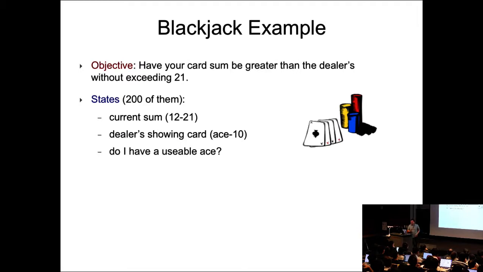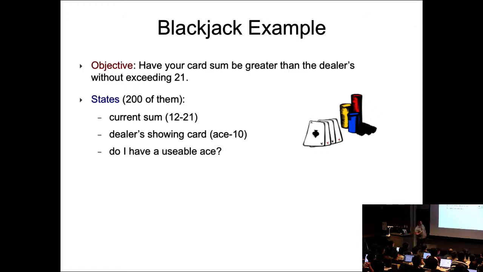So here's an example. Let's look at one example. How many of you know how to play blackjack? A few. Okay, good. Not that many, so maybe you can help me out here, because I don't know how to play blackjack. The objective is to have your card sum be greater than the dealer's without exceeding 21. So there's a dealer and there's you, and you want the sum of your cards to be greater than the dealer's, but not exceeding 21. If you exceed 21, you basically lose.